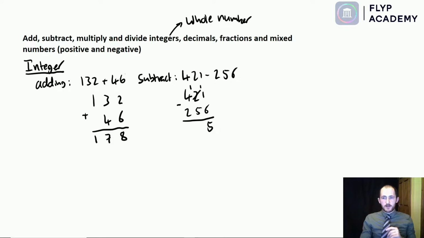Now can I do 1 minus 5? Nope, it's too small. So you borrow 1 from the left. Now it's 11 minus 5, which is 6. 3 minus 2, which is 1. Hopefully that is fairly familiar to you.